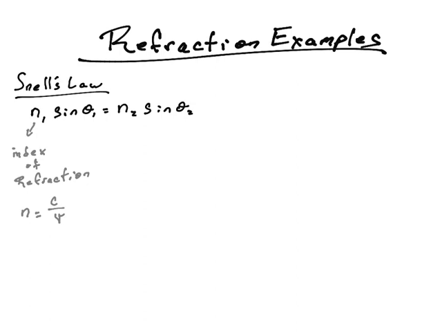So this is always going to be a number 1 or greater. n is always greater than or equal to 1 because light will never move faster than the speed of light, obviously. And what I mean by that is, of course, the speed of light in a vacuum. That's as fast as it's going to get. But when it hits another material, it slows down. So v, the velocity of light in this new material, will always be a number less than c. So c over a number less than c is always greater than 1.